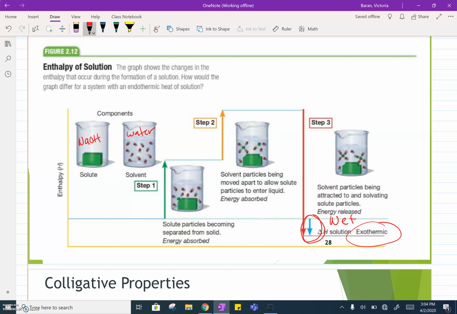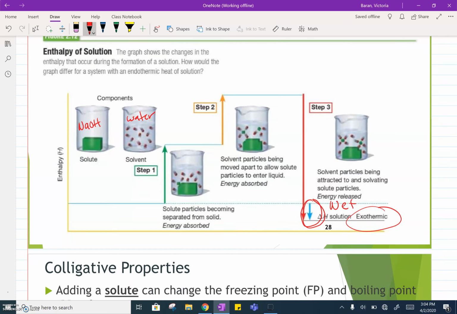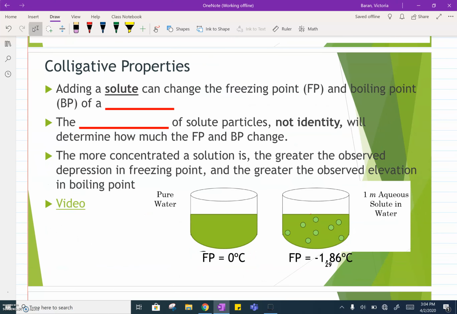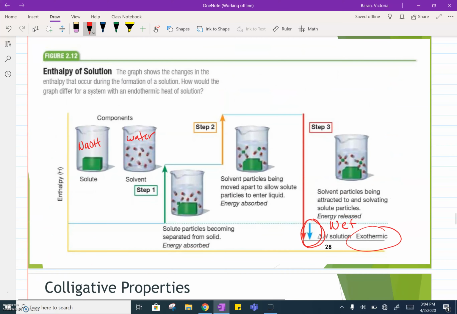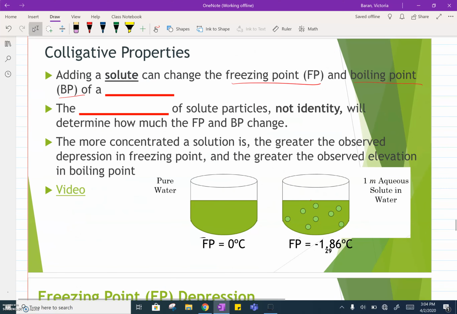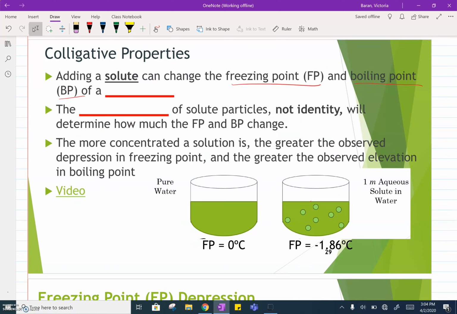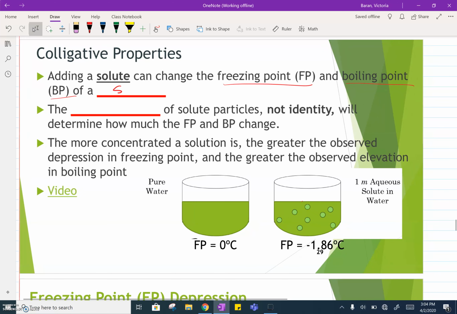So that is enthalpy. We are now going to look at a similar topic, which is colligative properties. So in this case, we're going to be looking at freezing point and boiling point. So a little bit more specific than the amount of energy that's being released and or absorbed. So when we add a solute to a solvent, this will actually change the freezing point and the boiling point of the solvent itself.